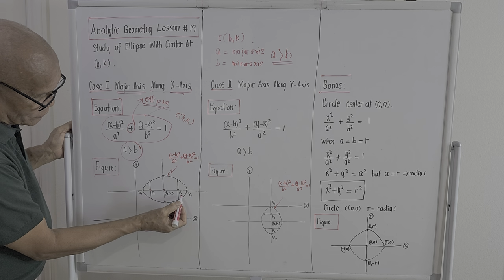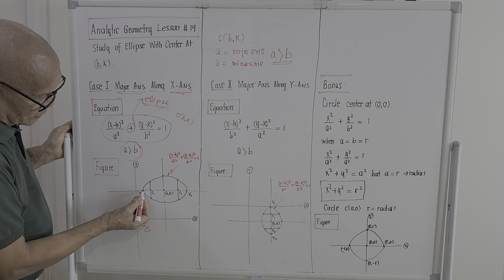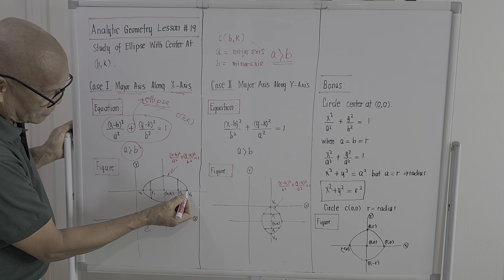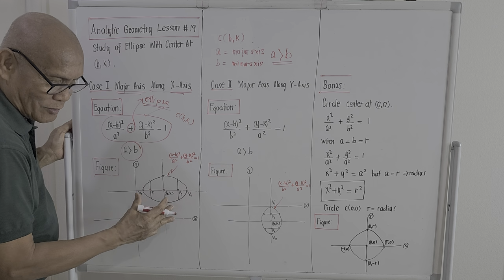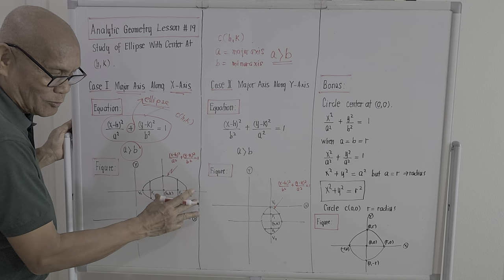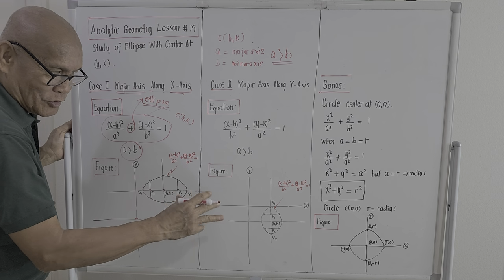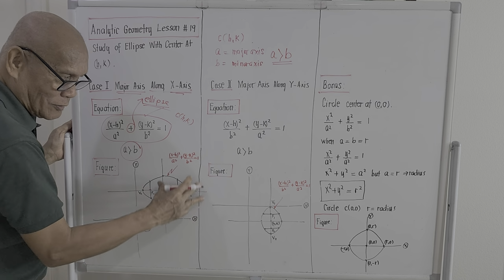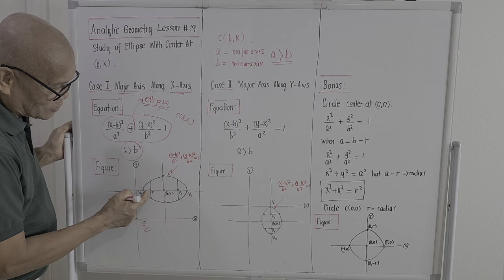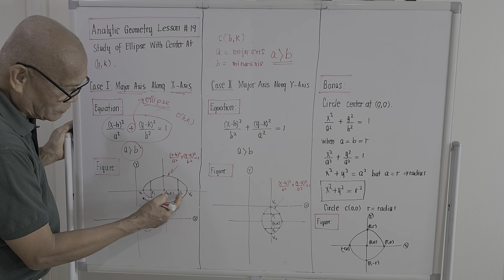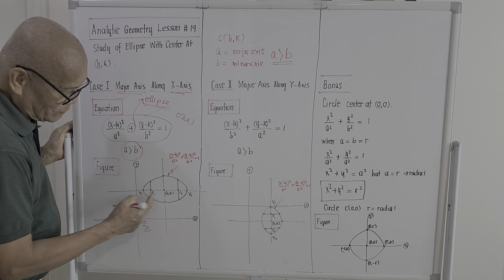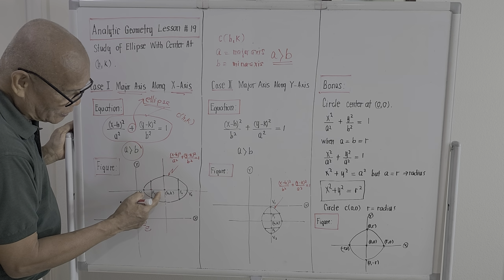This is focus number 2. This is vertex number 1, and this is vertex number 2. I didn't place the corresponding coordinates, but it's easy to place when we are solving problems. For tonight, it is just for simplicity of the figure. This is focus number 1, this is focus number 2, this is vertex number 1, vertex number 2, and this is the center.